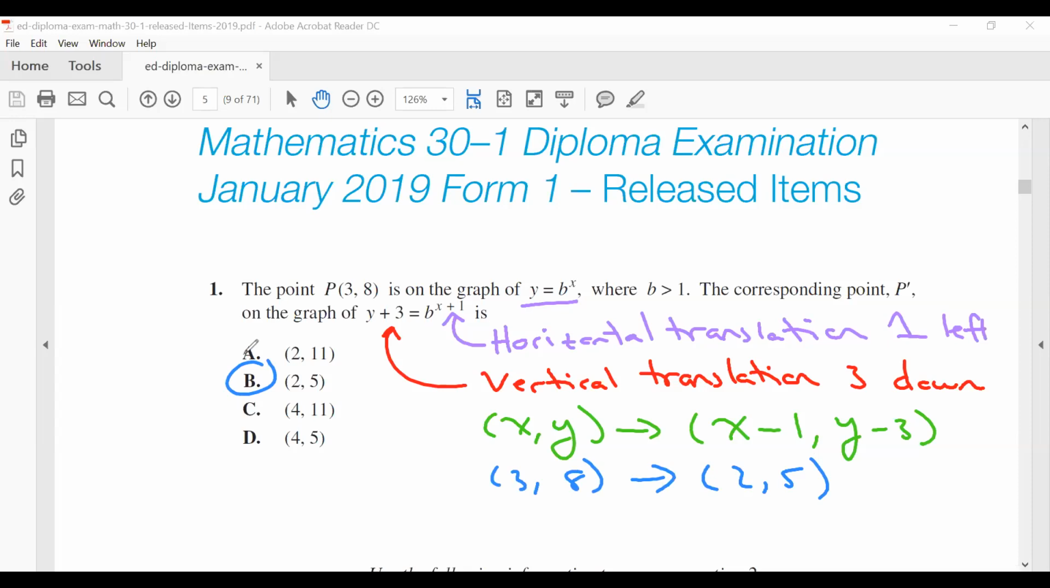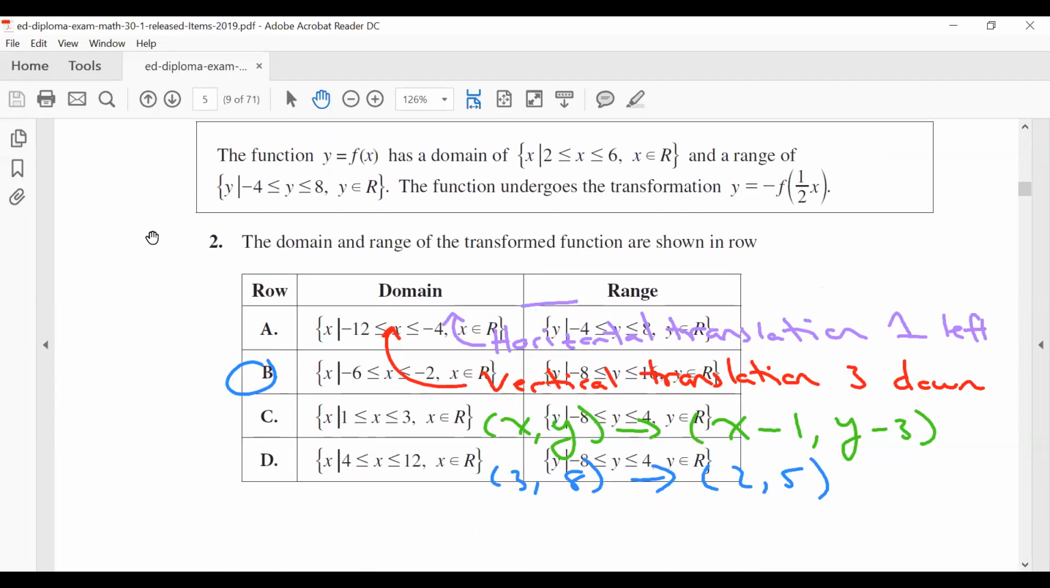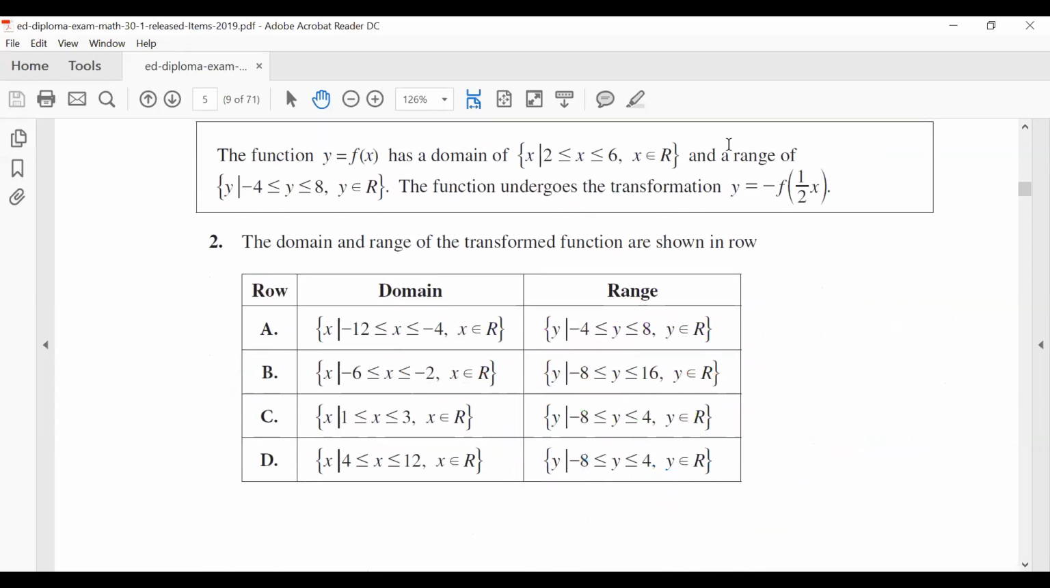Okay, next question. There's only 4 questions that we worked through today. Let me clear all that. So this one here, again, same as last time, friends. Hit pause, come back when you're done.